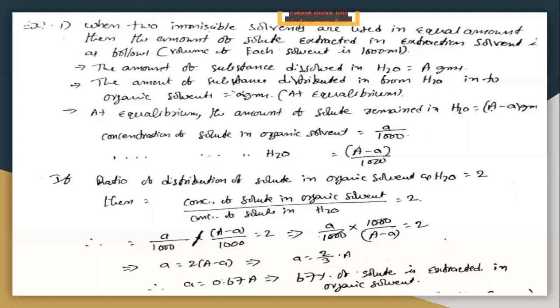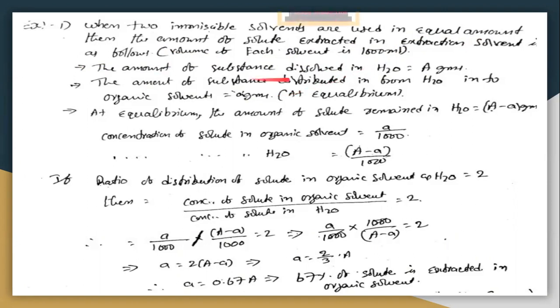Okay, let's say another model. Here the amount of substance dissolved in water is A grams. We have taken equal amounts of two immiscible solvents. Assume that the volume of each solvent is 1000 milliliters, that means 1 liter.